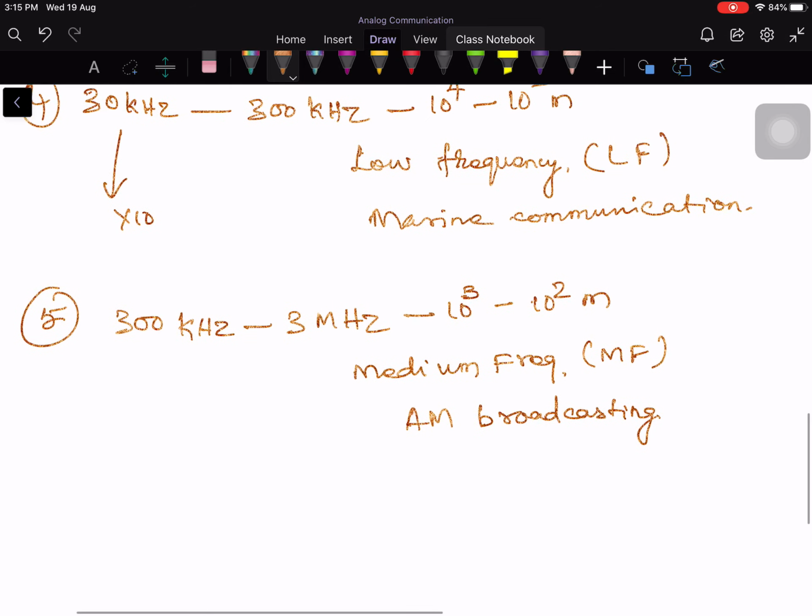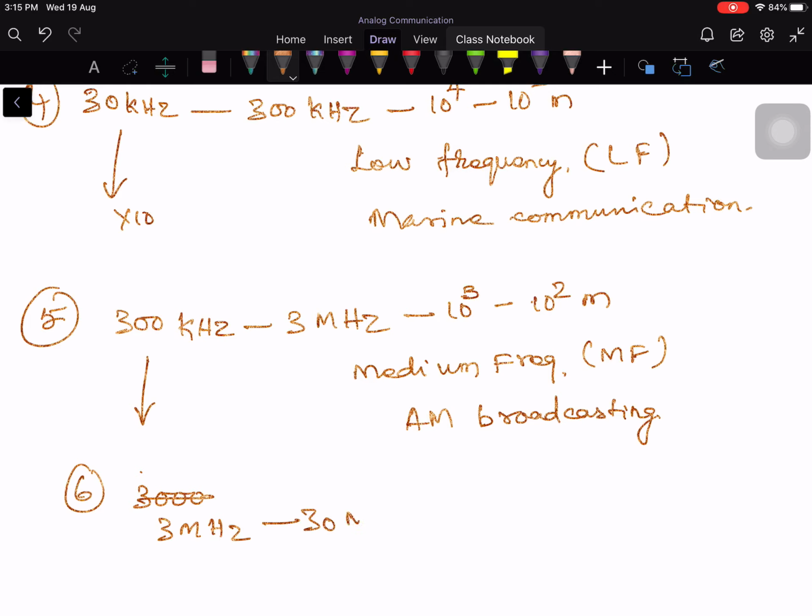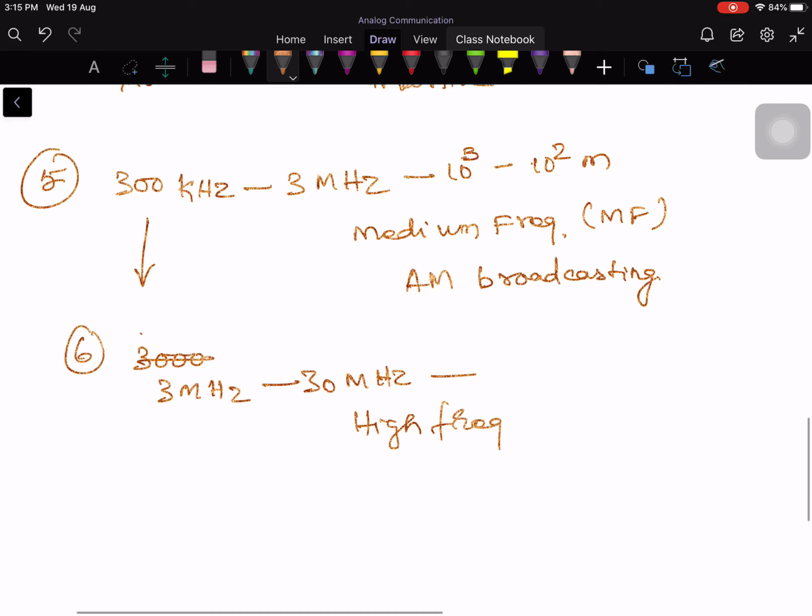Then again this 3000 kilohertz multiplied by 10, let me say 3 megahertz to 30 megahertz, that is high frequency, HF, and the typical application is landline telephony.